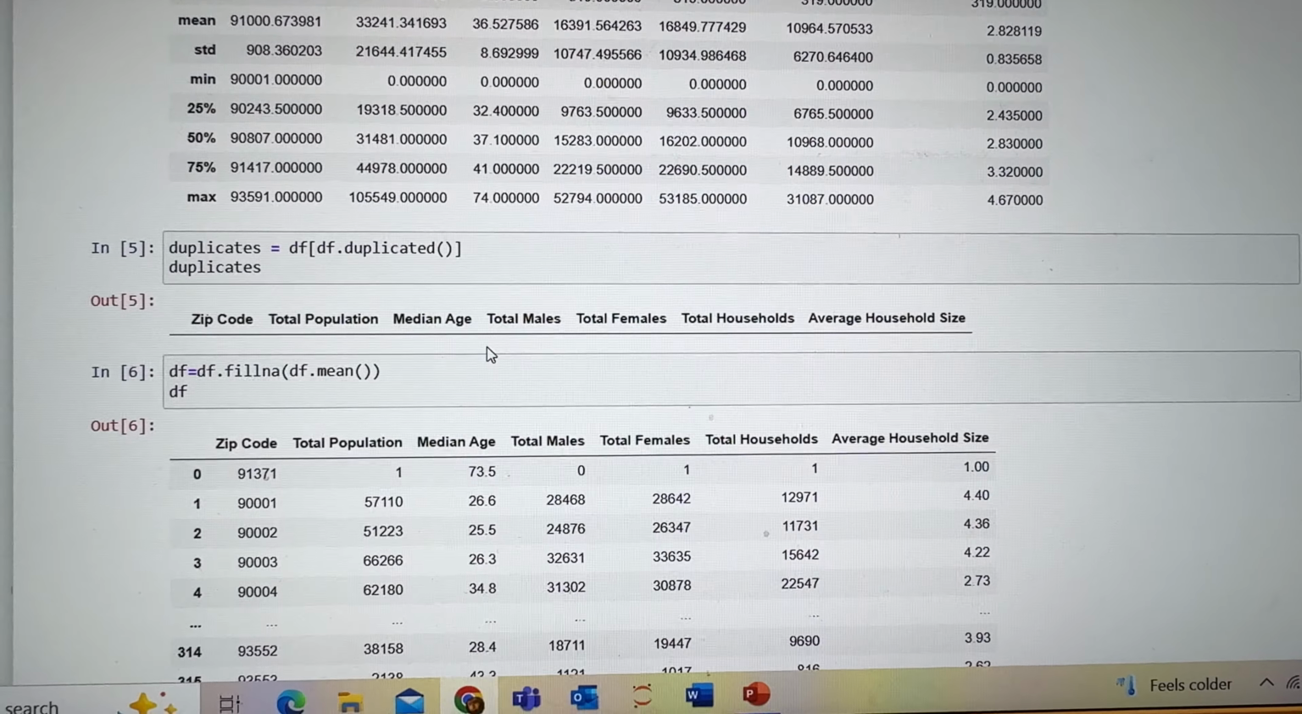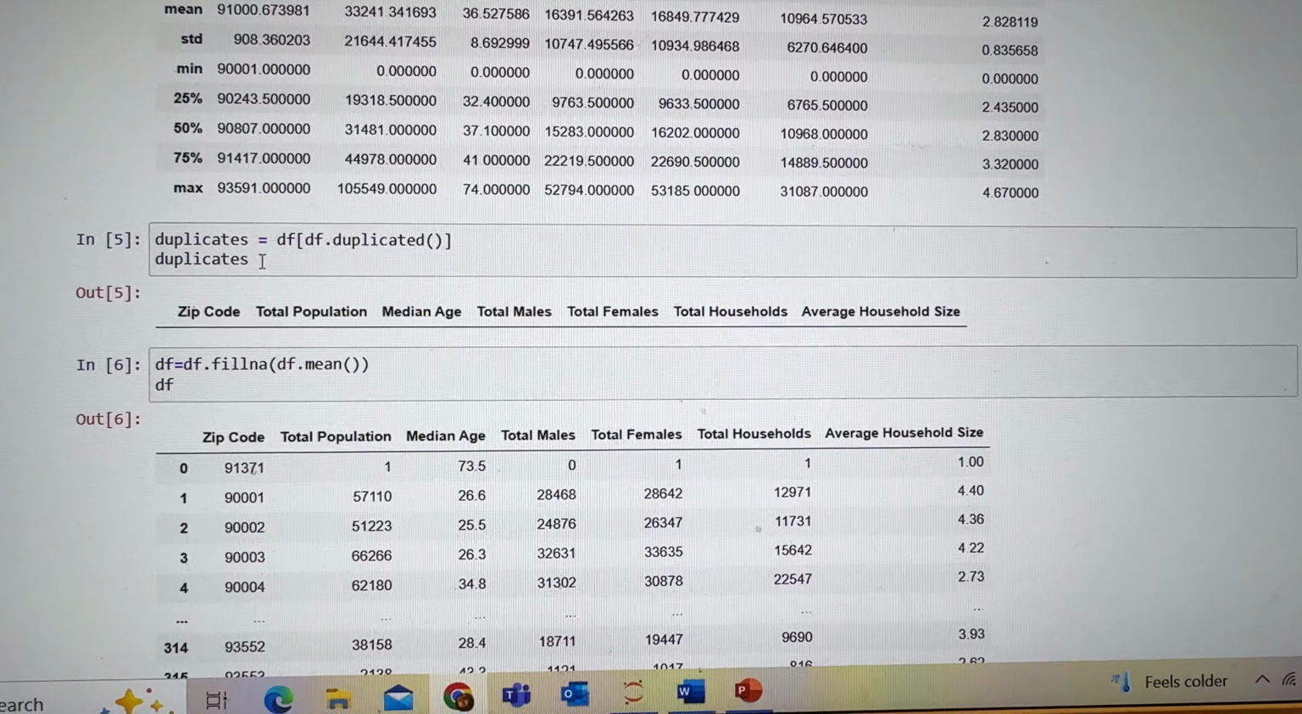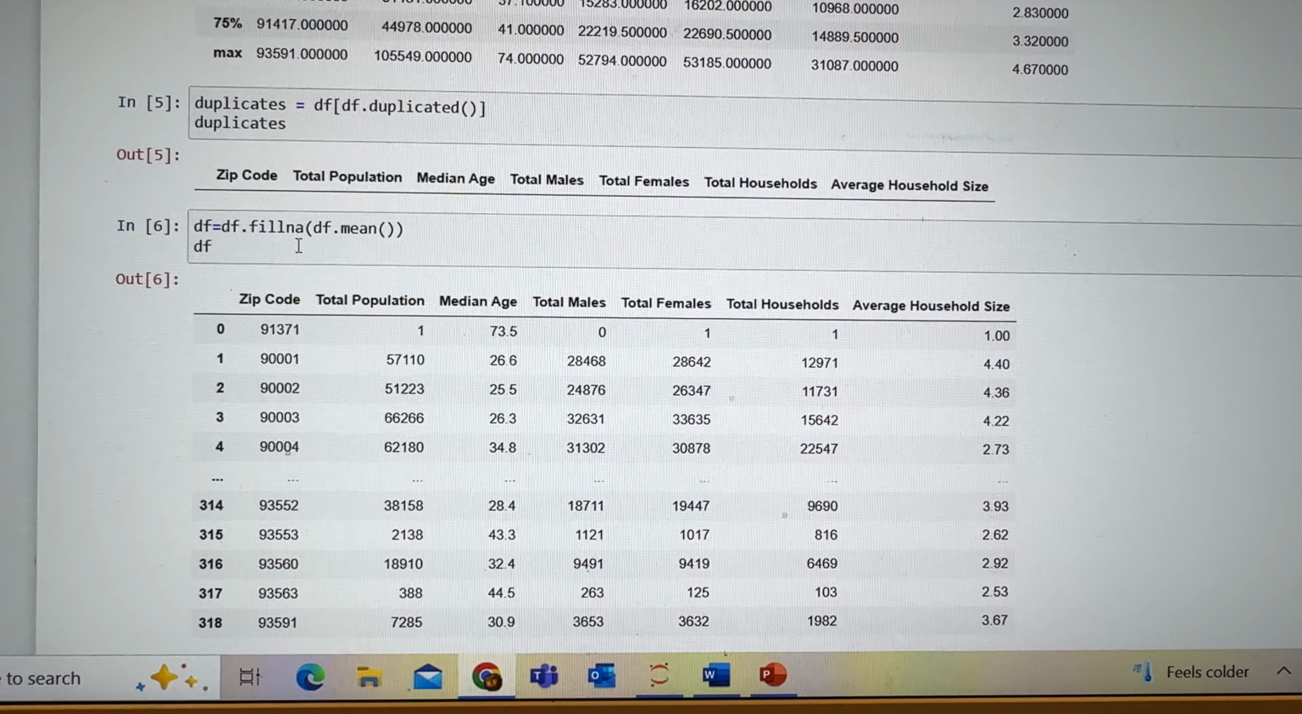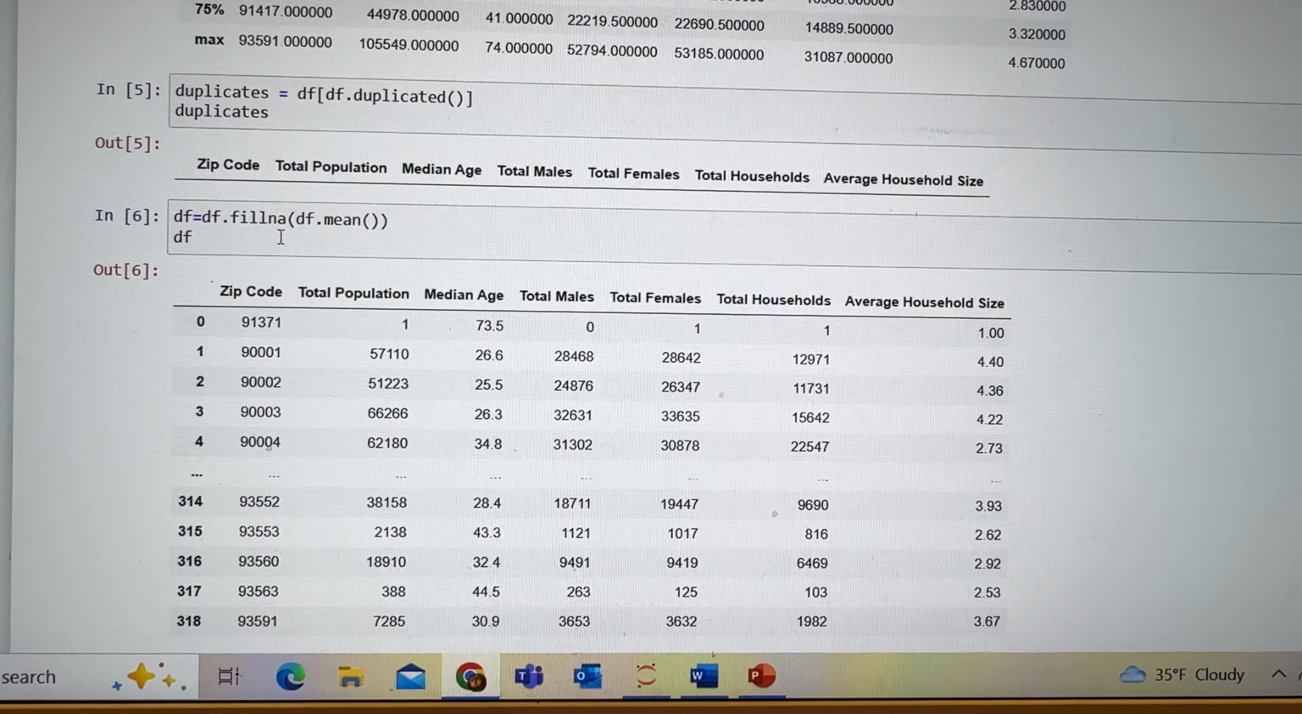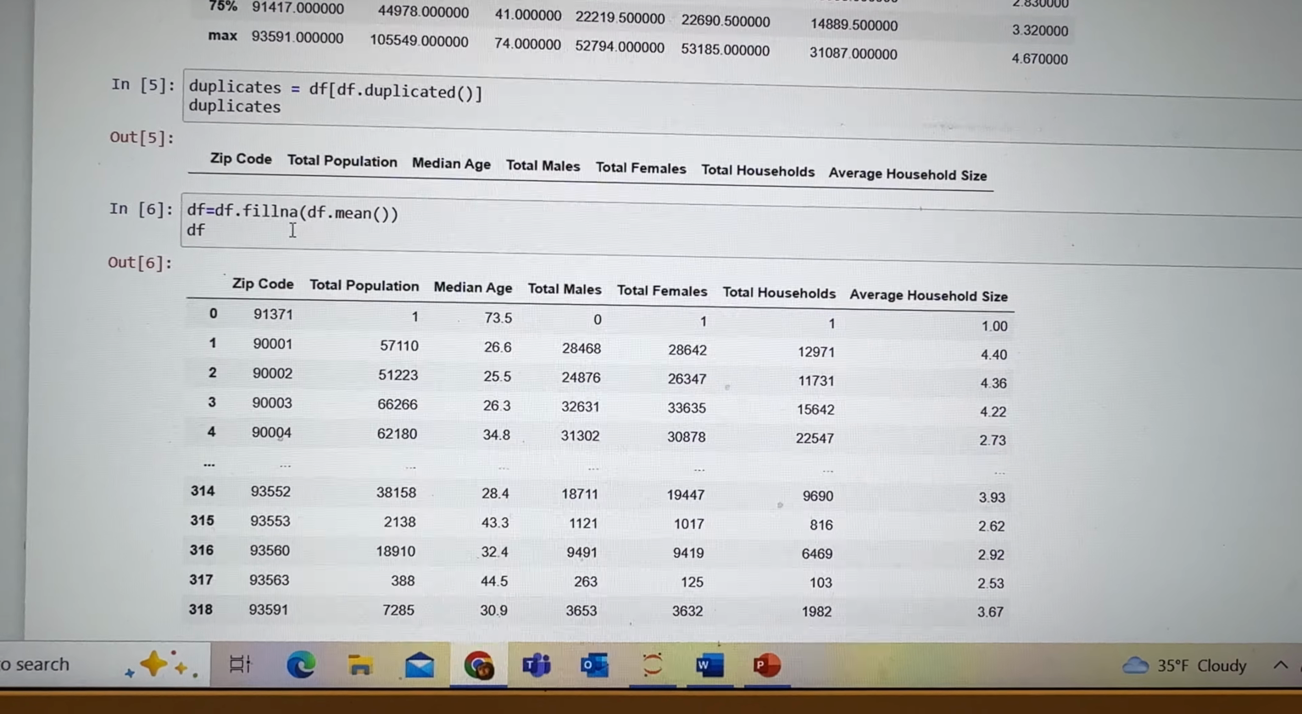So, checking for duplicate values here, no duplicates were found. In case of any duplicates, those would be filled with the mean value of my dataset.